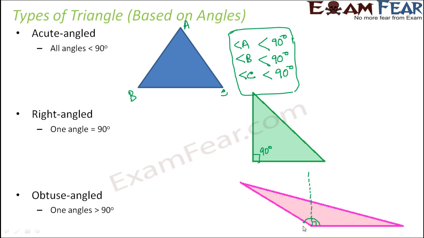So one angle is greater than 90 degree, but again, sum of the three angles should be 180 degree. So that means the other two angles should be less than 90 degree. So whenever one angle is obtuse angle, then that triangle is called obtuse angled triangle. Whenever one angle is 90 degree, the triangle is called right angled triangle. When all the three angles are less than 90 degree, it is called acute angled triangle. So in this fashion, depending on what type of angles are present in a triangle, they can be classified into acute, right, and obtuse angled triangle.